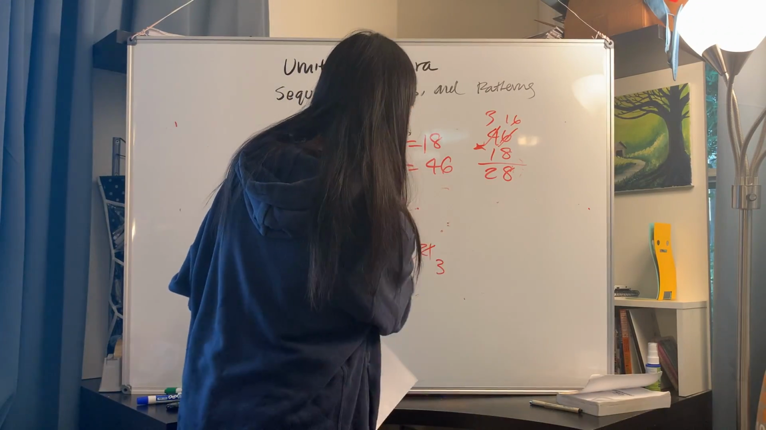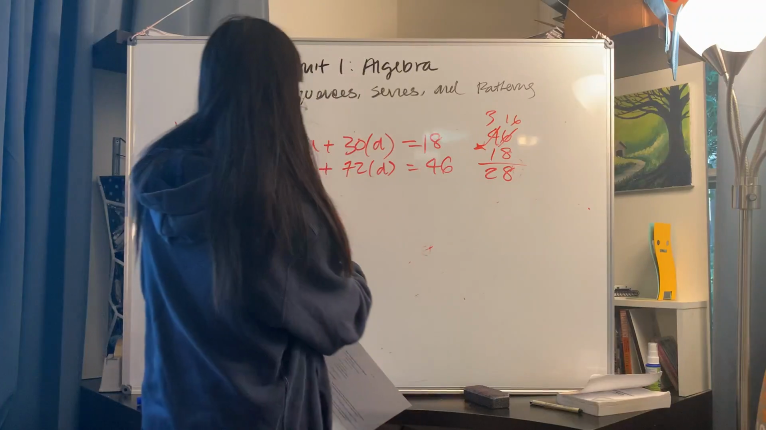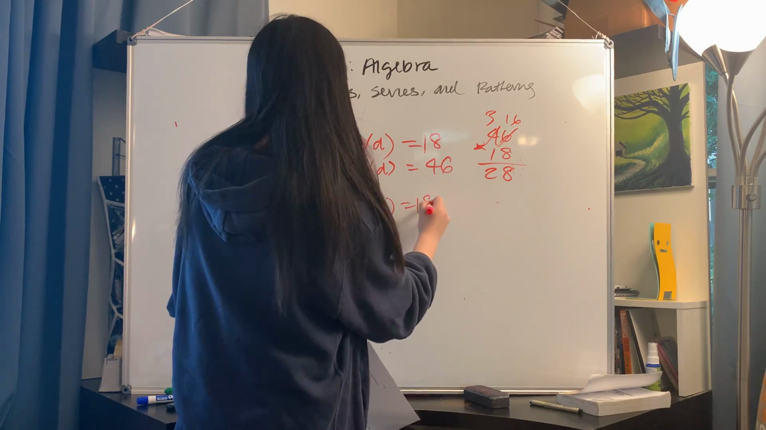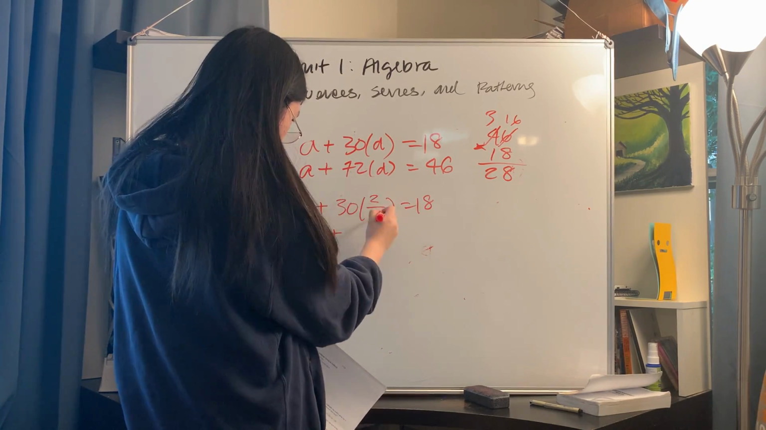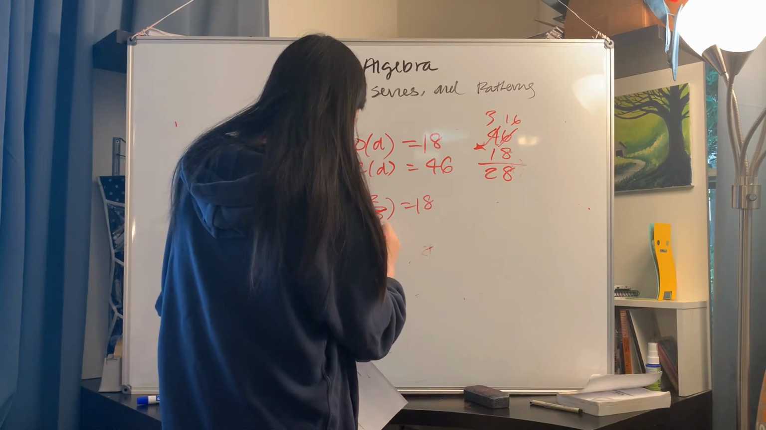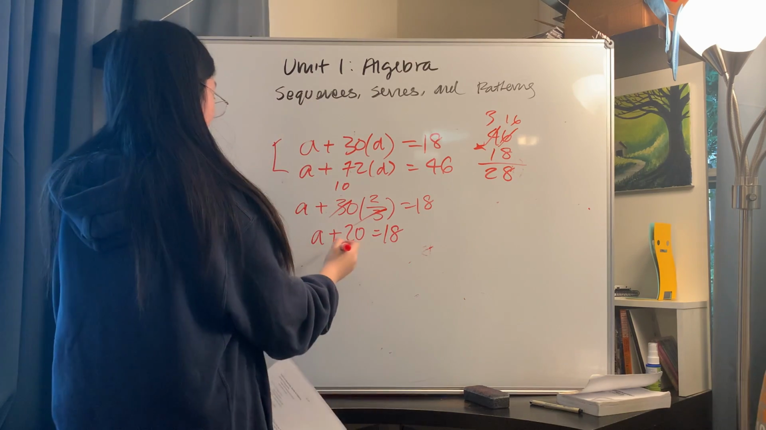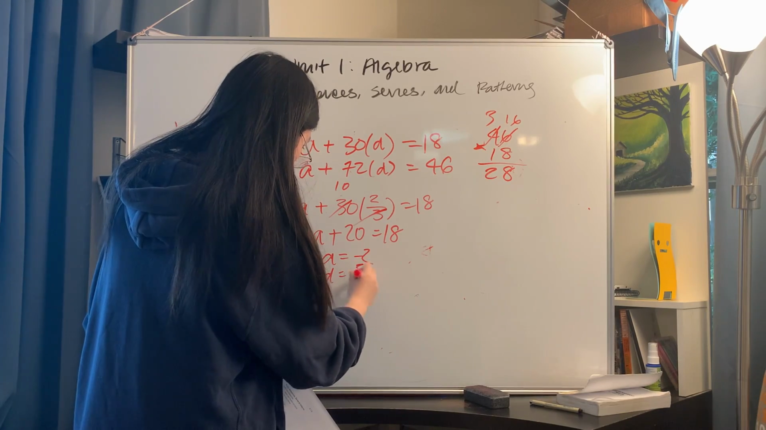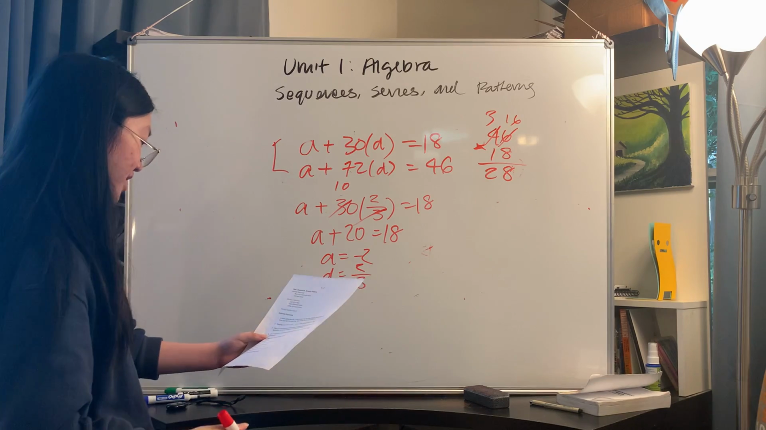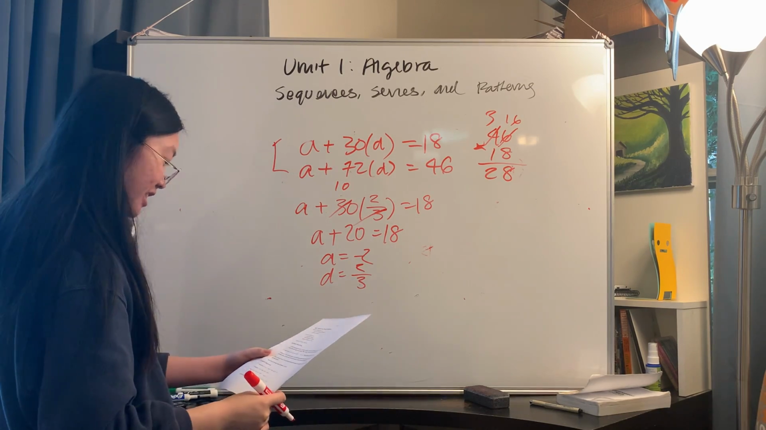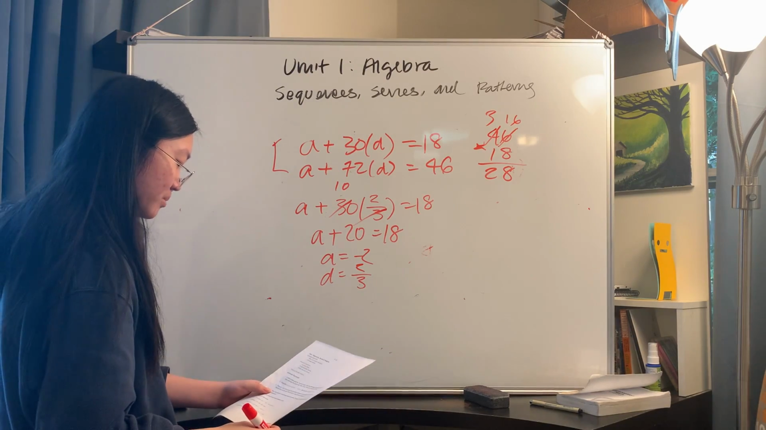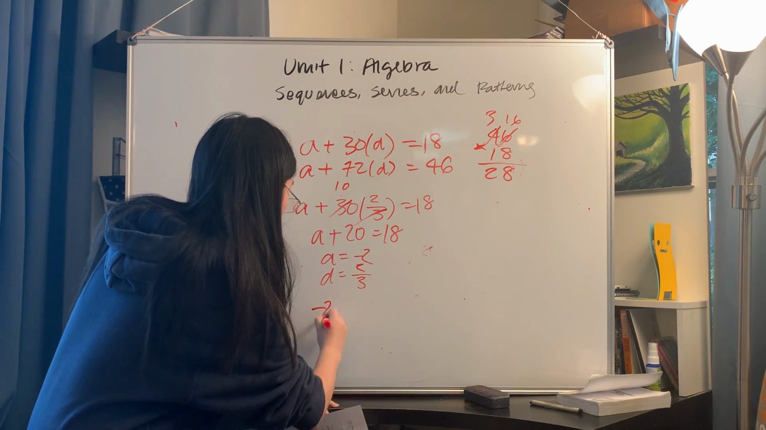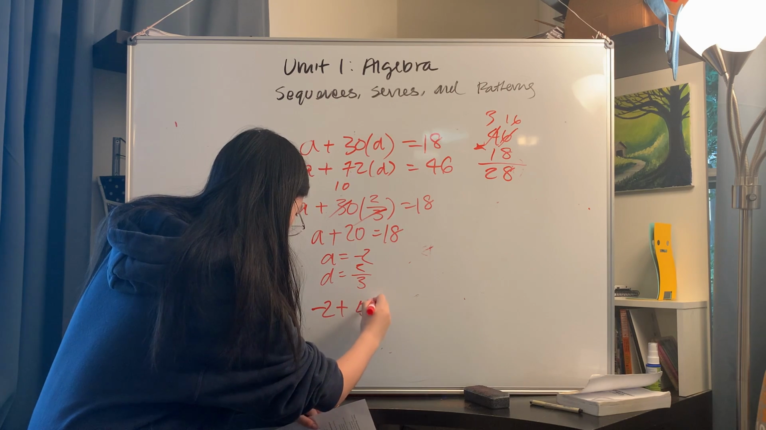So a plus 30 times 2/3 is equal to 18, or a plus 20 is equal to 18. So we get that a is equal to -2, and d is equal to 2/3. So now that we have this information, back to the original problem, what is the 6th term of this arithmetic sequence? Well, the 6th term will be -2 plus 5 times 2/3.